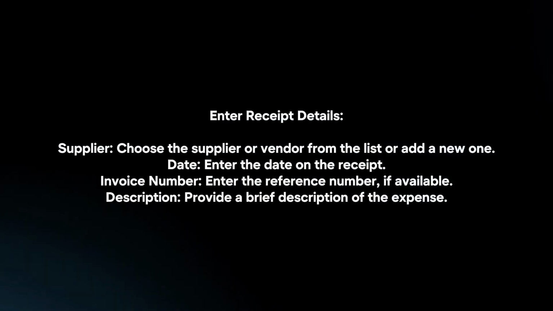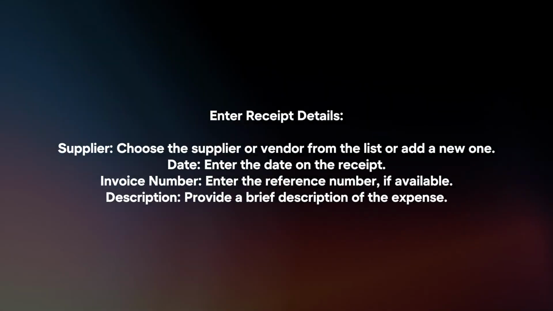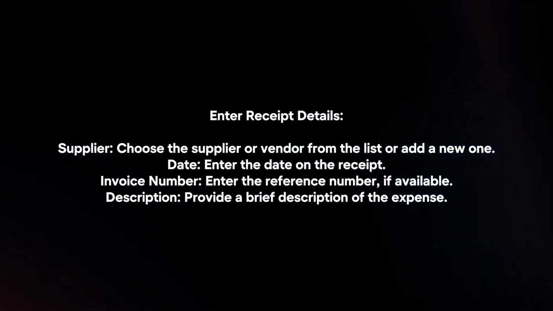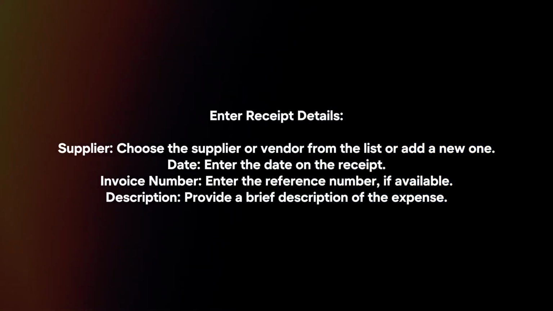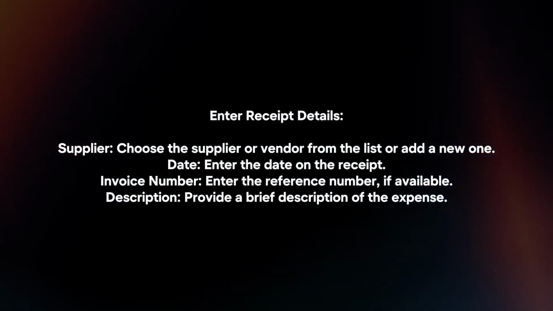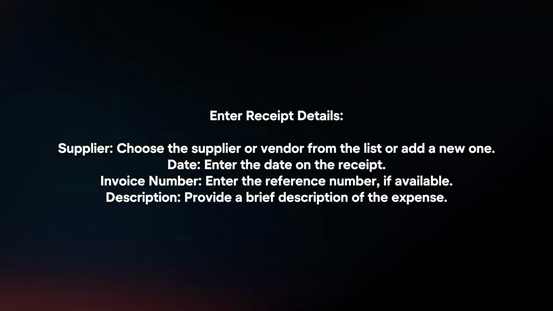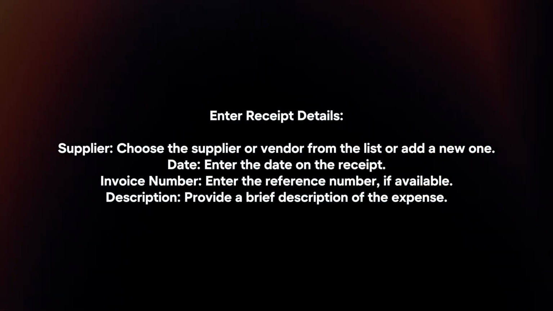Enter receipt details. Supplier. Choose a supplier or vendor from the list or add a new one. Date. Enter the date on the receipt. Invoice number. Enter the reference number if available. Description. Provide a brief description of the expense.